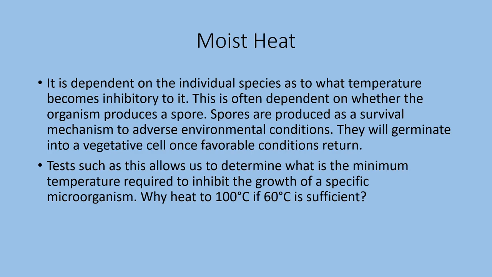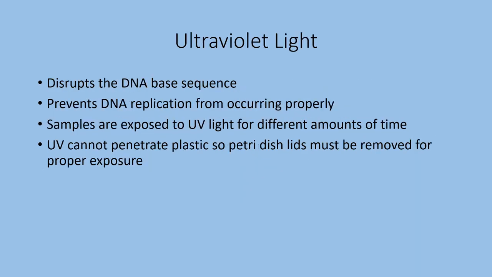So by doing tests like this, it can help you to figure out what's the minimum temperature that is required to inhibit the growth of a specific organism. If you're trying to inhibit growth, why heat it to 100 degrees C if 60 degrees is going to be sufficient? So that's one example of a physical agent. Another example is ultraviolet light or UV light.